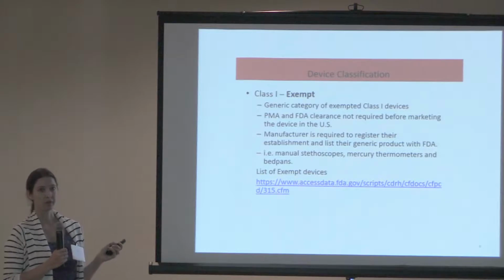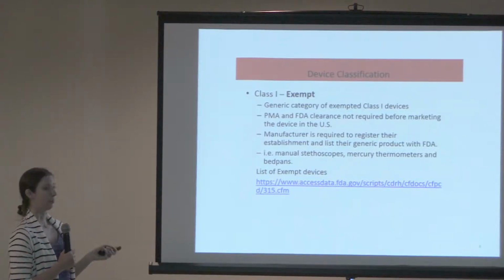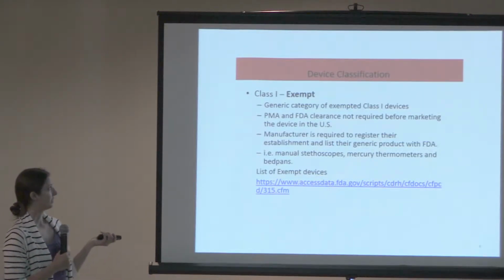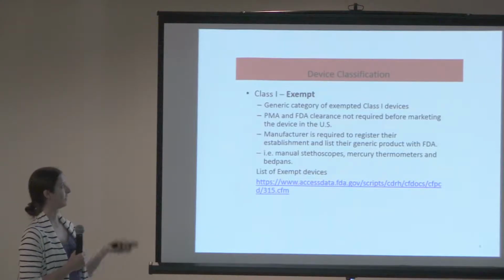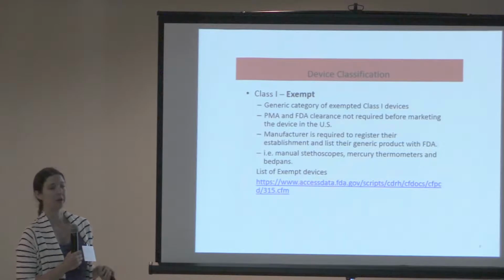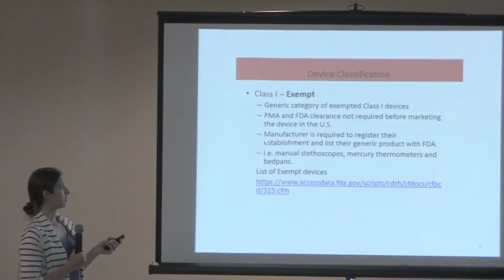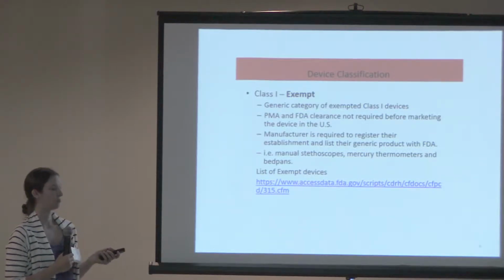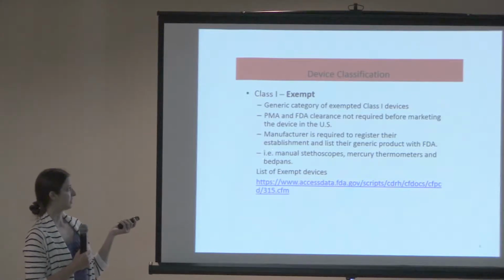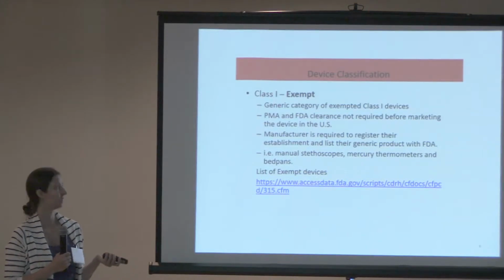Now, there's a separate category called Class 1 exempt, and I think this is where a lot of the mobile medical apps are going to fall. There's a generic category of exempt Class 1 devices, and this is the class here. The PMA and FDA clearance are not required before marketing this device in the US. The manufacturer is required to register their establishment and list their generic product with the FDA, though. Examples of this include manual stethoscopes, mercury thermometers, and bedpans.